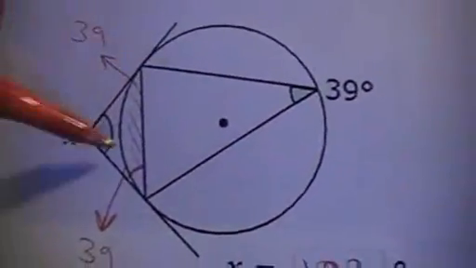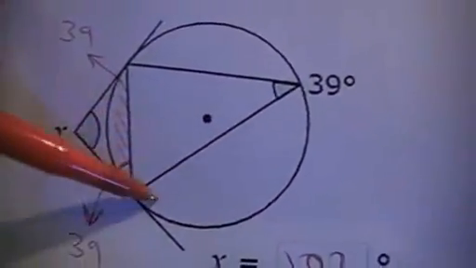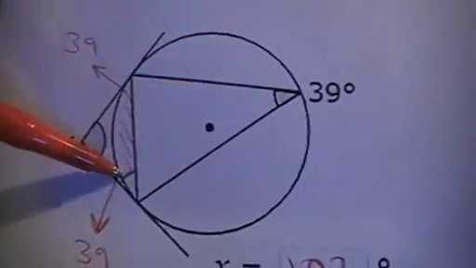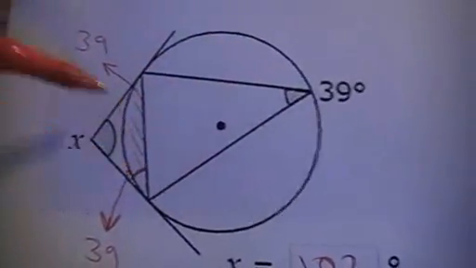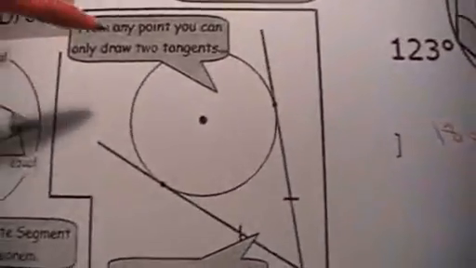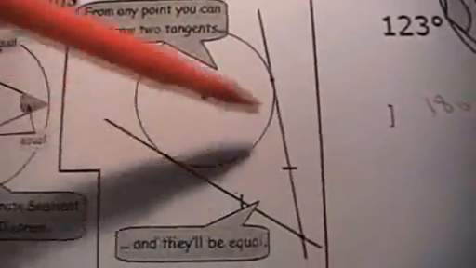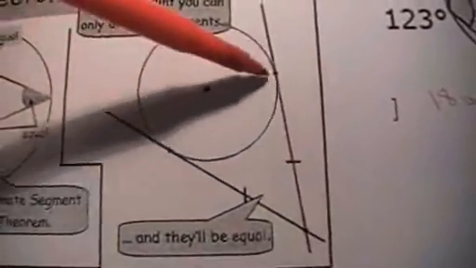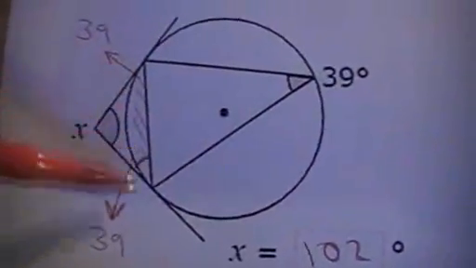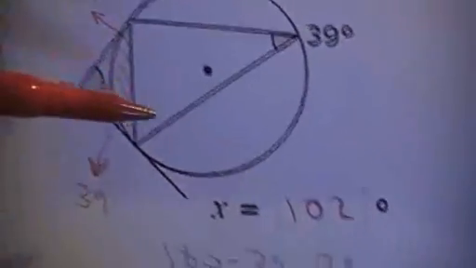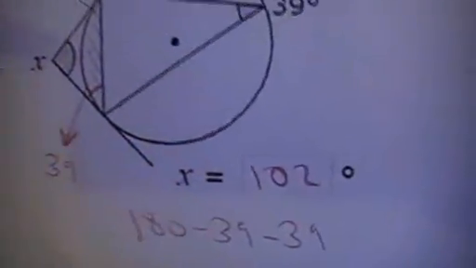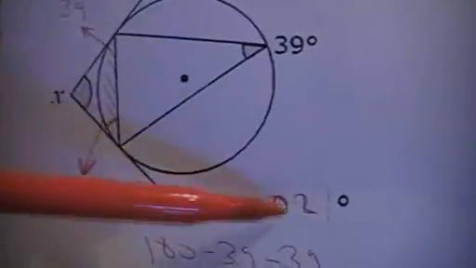Okay, this one here, again, another alternate segment theorem. So if this is 39, this is 39, because you're also using this rule here, that if you get a point and go to two tangents, then this is isosceles, and these angles between this and the radius are equal. So you know they're both equal. So that's 39, that's 39. Take two 39s from 180 and you get x as 102.